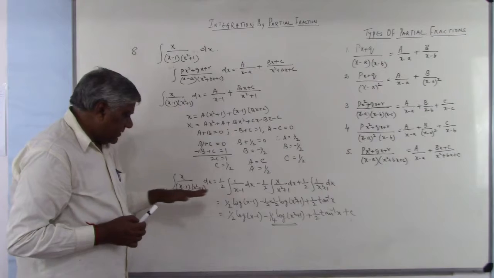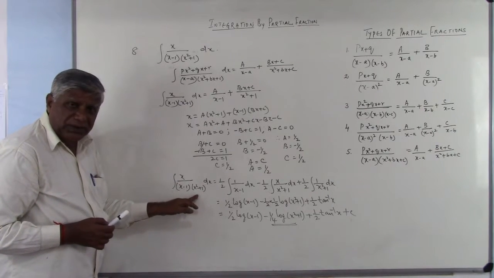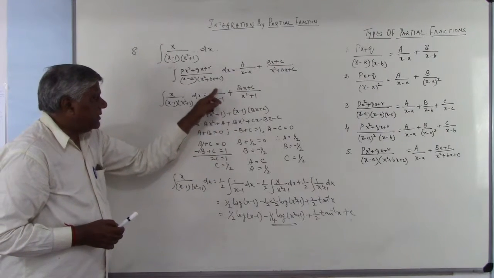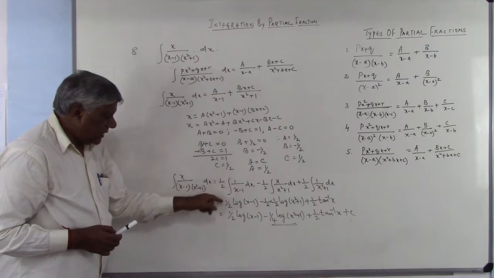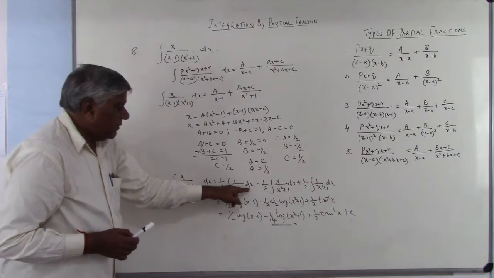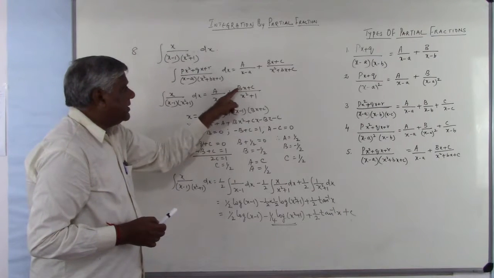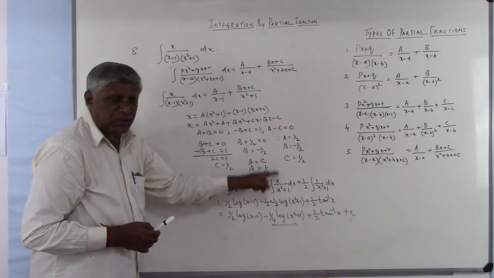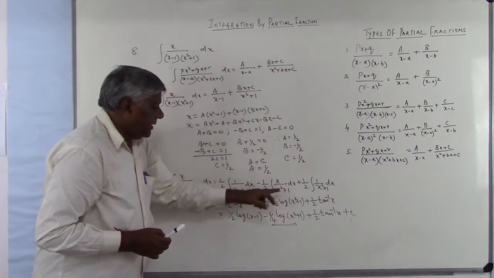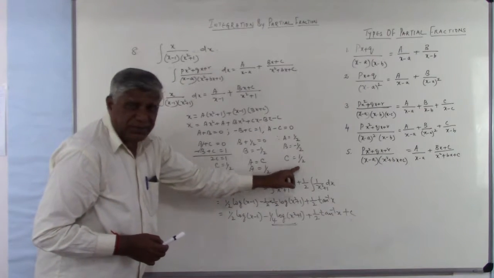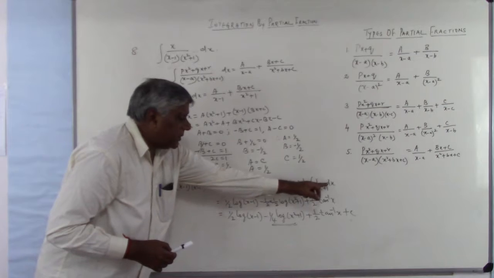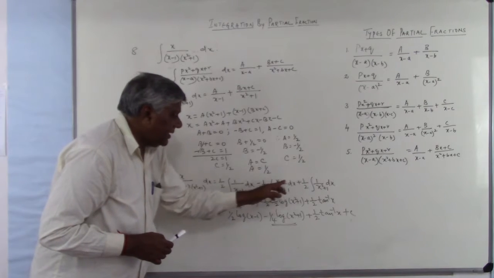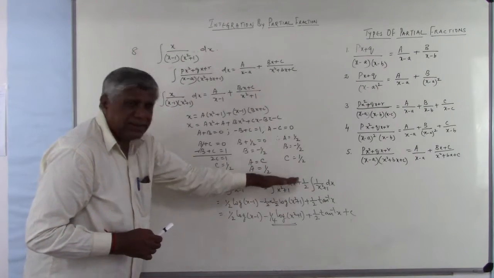Now, we are doing it like this. Integral x over x minus 1 into x square plus 1 into dx. This problem will be like this. A is what? A is half integral 1 over x minus 1 into dx. What is B? B is equal to minus half. I am doing it like this: minus half integral x over x square plus 1. We are splitting it like this. Plus C is what? Half. Half integral 1 over x square plus 1 into dx. See, Bx plus C divided by x square plus 1, we have split this like this.